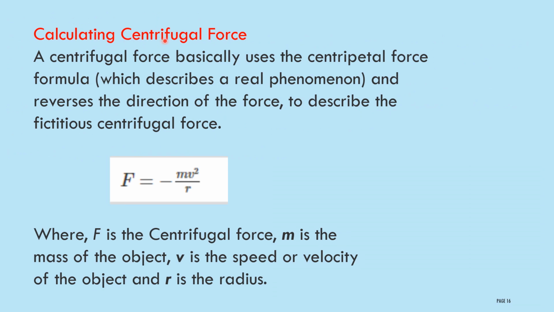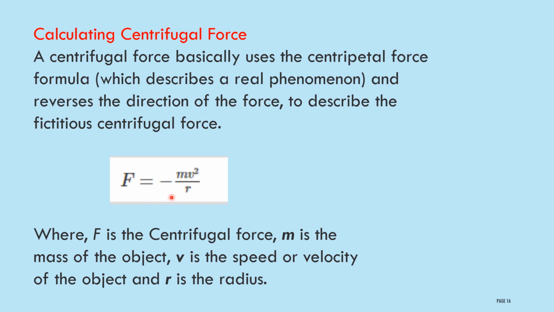Calculating centrifugal force. Centrifugal force basically uses the centripetal force formula, which describes a real phenomenon, and reverses the direction of force to describe the fictitious centrifugal force. It will be equal to minus mv squared divided by r. Here the negative sign indicates centrifugal force is opposite to centripetal force.